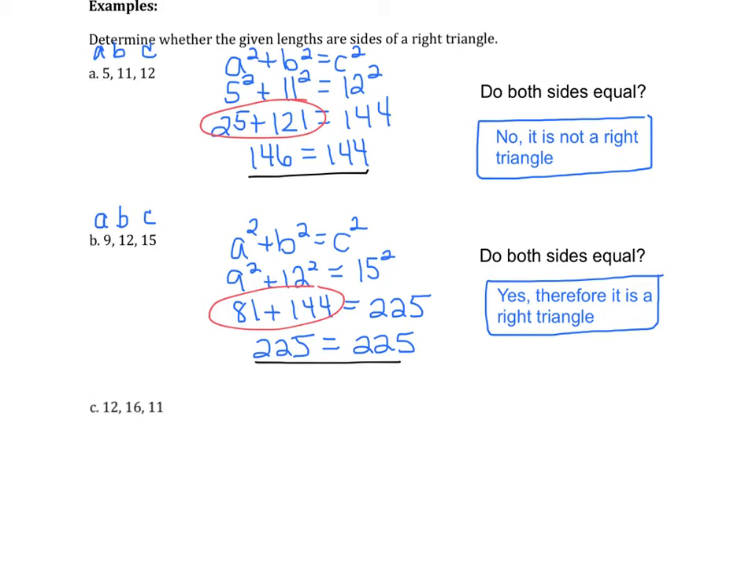Let's do one more example together. You first want to identify your legs, which are the smallest sides. Notice we have 12, 16, and 11. So our smaller numbers are actually 12 and 11. Therefore, those are your a and your b. And then your c is your hypotenuse, which is your longest side, and that is 16. Notice they're not in order. That's okay, that's going to happen.